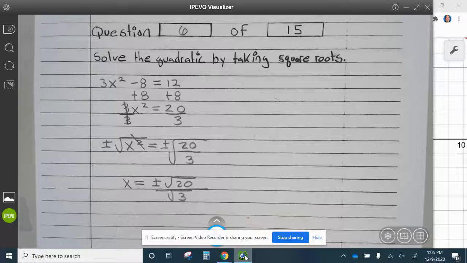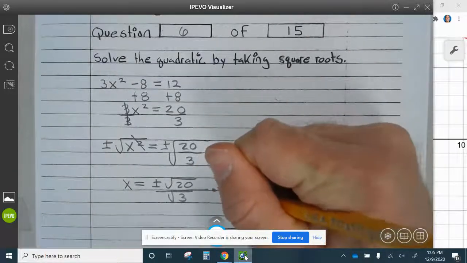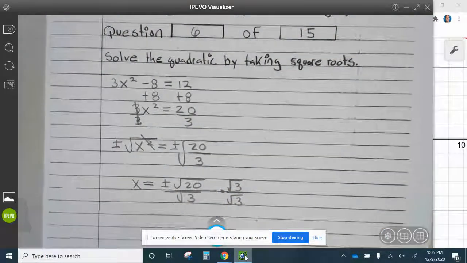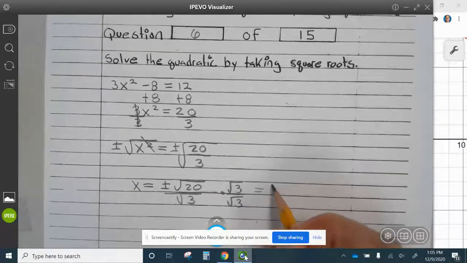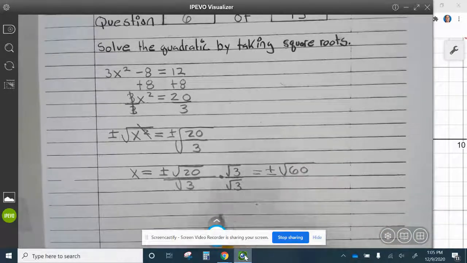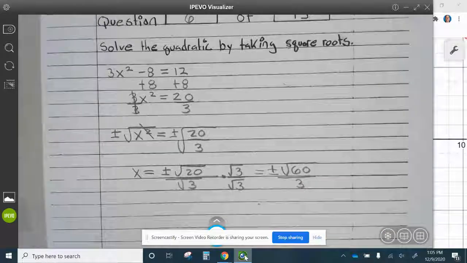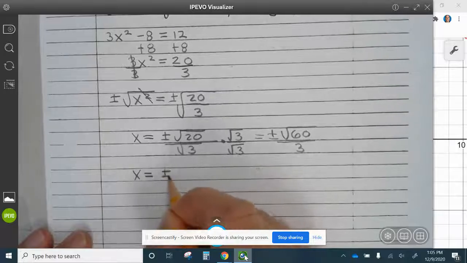Now the first thing is we don't want a square root in the denominator. So we're going to multiply both by square root of 3, square root of 3. Now, whenever you have a square root times a square root, you can actually multiply these together. So this is equal to plus or minus the square root of 60. Square root of 3 times square root of 3 is 3. So now we have x equals plus or minus.